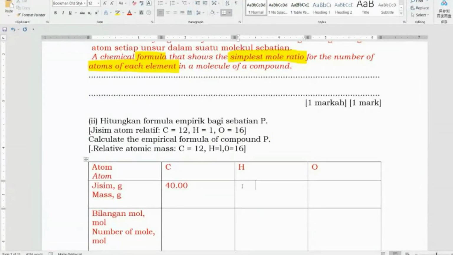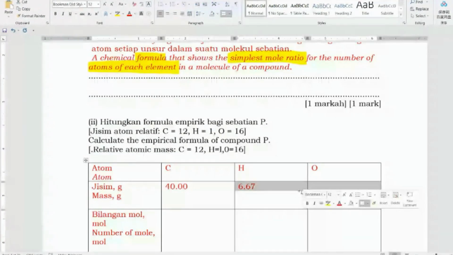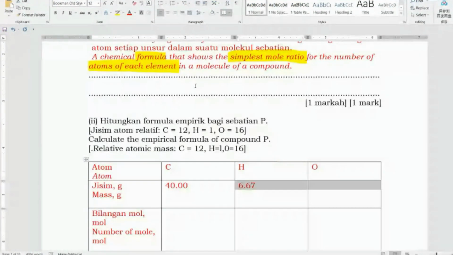Okay, Trinity, how about the hydrogen? How many gram? 6.67 gram. Okay, 6.67 gram. How about oxygen? Matthias? 53.33. Okay, 53.33, correct.